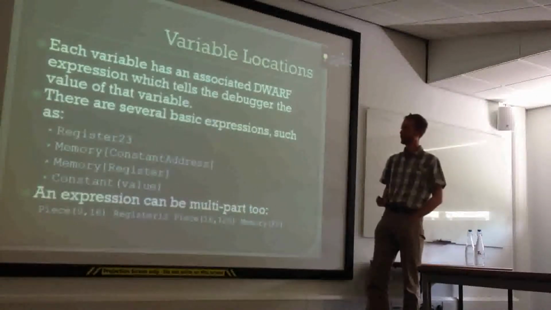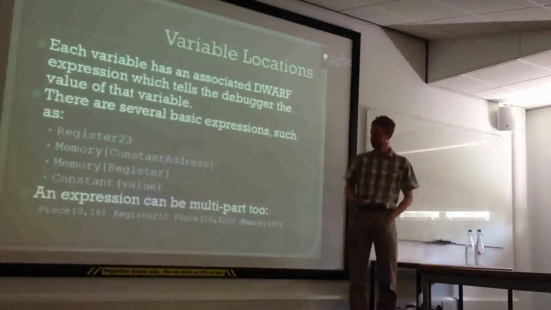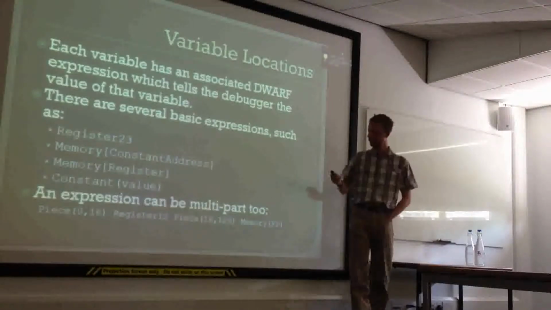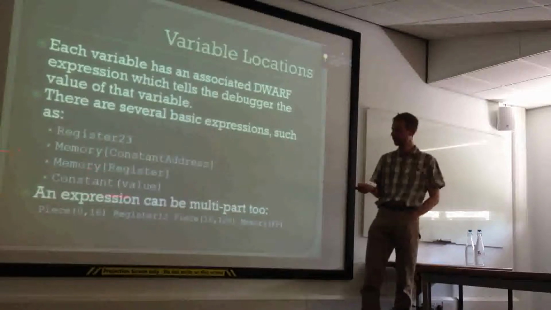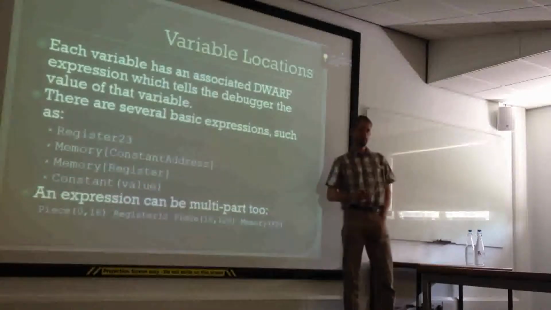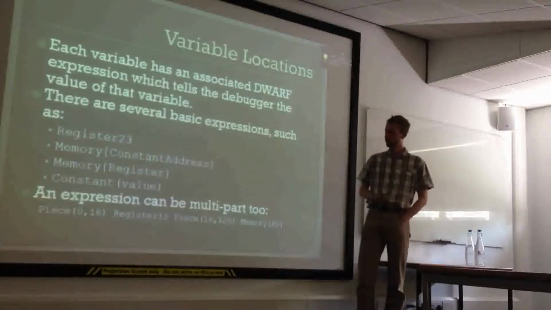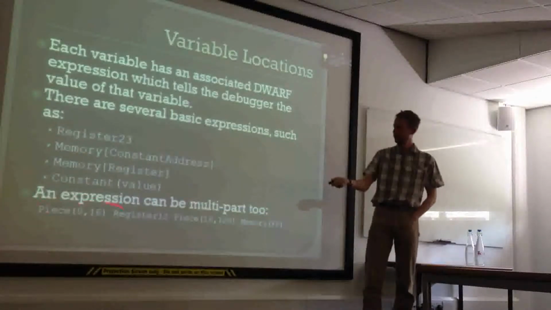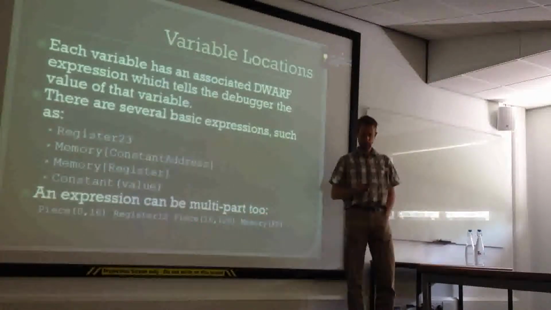I'll talk about one aspect of DWARF, which is variable location. So where does a variable live? Here are a few expressions which show where a variable might live. It might live in a register, it might live in a constant memory location, it might live in a memory location which is indexed by a particular register. It might be a constant. At the start of your function you might say int i equals 0, and until you use it, that variable has a constant expression. It can be multi-part, so we could say the first 16 bits are stored in this register, and the remainder is stored in memory. That's called scalar replacement.